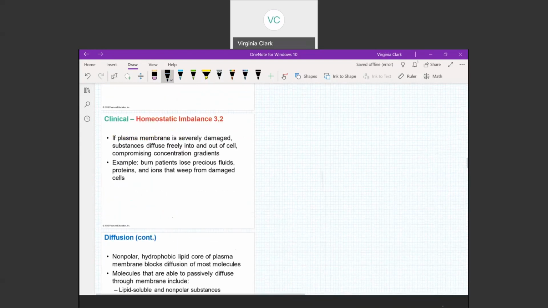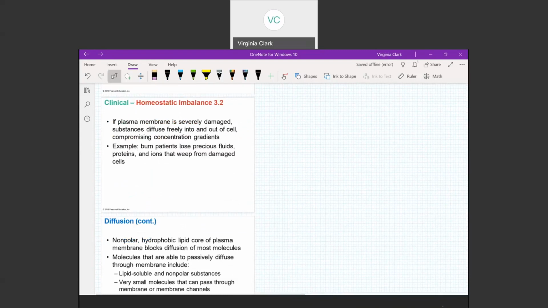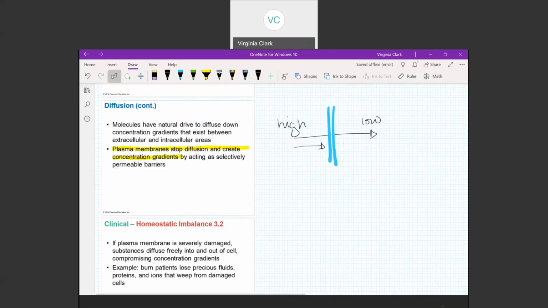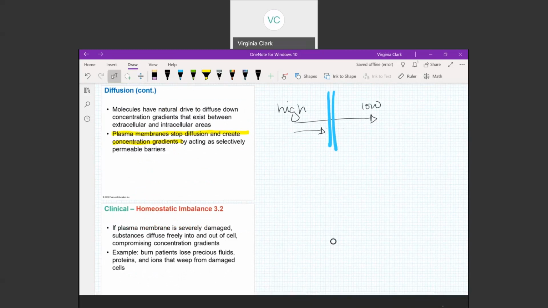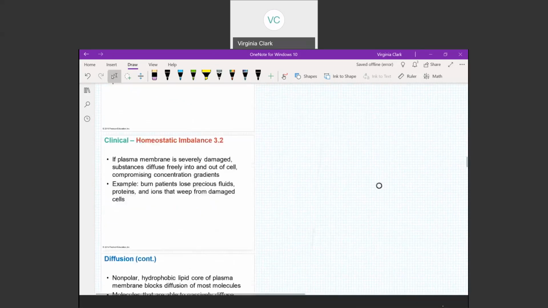So if your plasma membrane is severely damaged and you don't have this barrier and you just have things moving, you have a lot of physiological issues. For example, burn patients who do not have their skin are not connected; there's no barrier between their inside body and their outside body. Think about that on a smaller scale of the cell. If there's no membrane, there's no separation from the inside of the cell to the outside of the cell, and that's very, very important.